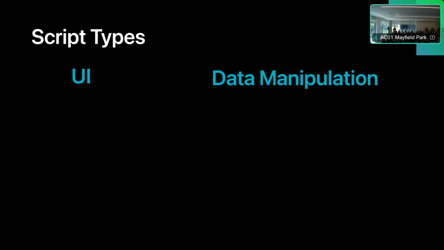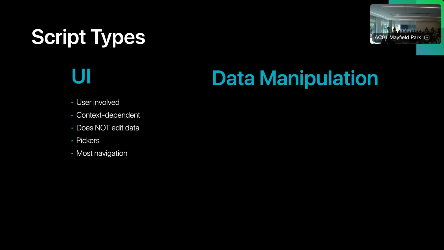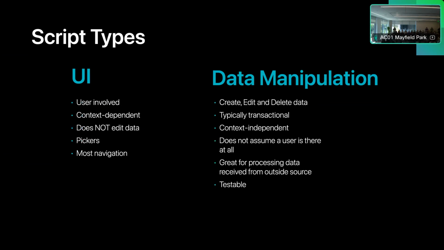UI scripts have these characteristics. There is a user involved. It is the script that is attached to that button on the layout. There is a context dependency. You know, that button, that script might only work from that layout, that context. Typically, they don't edit data. They're usually your navigation scripts, pickers, things like that. That's a UI script in our world, as opposed to a data manipulation script.